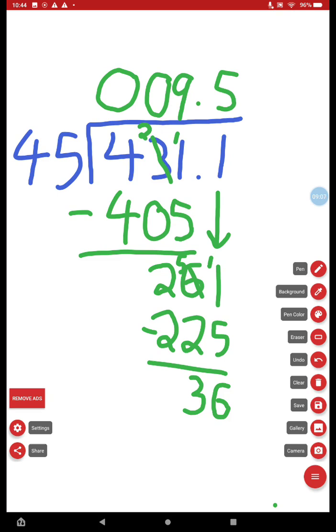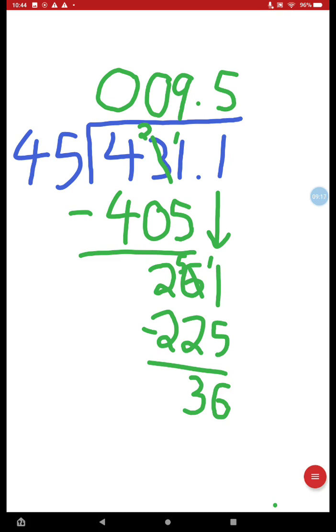But remember, I'm not going to have a remainder when I do decimals. Instead, I'm going to do what I did yesterday. Add a 0 to the end of the dividend. Drop down that 0. And now say 45 into 360. Okay? Well, I know that 45 times 9 is 405. What's 405 subtract 45? Hey, that's 360.